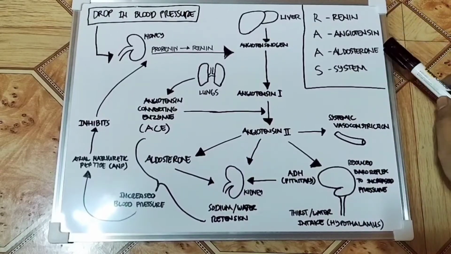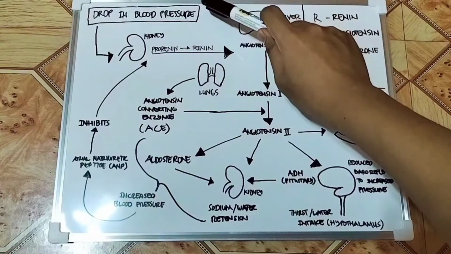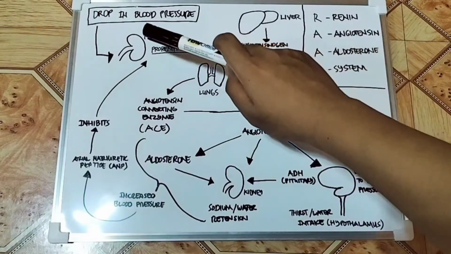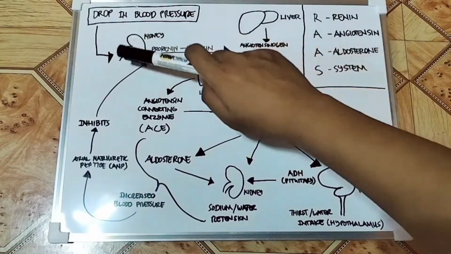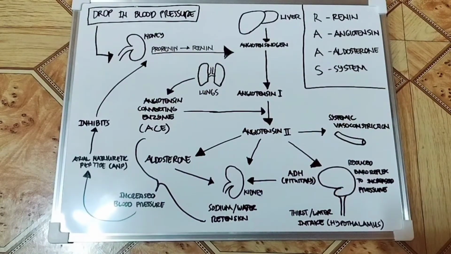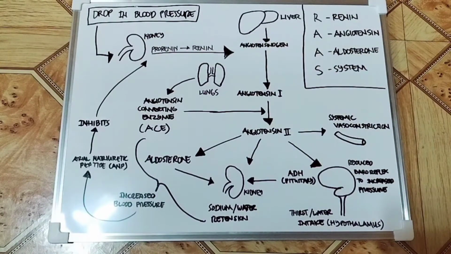The renin-angiotensin-aldosterone system, or RAAS, is a hormonal system that controls blood pressure. It is triggered when there is a drop in blood pressure. This is detected when there is reduced perfusion or passage of blood in the afferent arteriole in the kidneys. Prorenin, produced from the juxtaglomerular cells of the kidney, is cleaved to form renin, which is released into the blood.